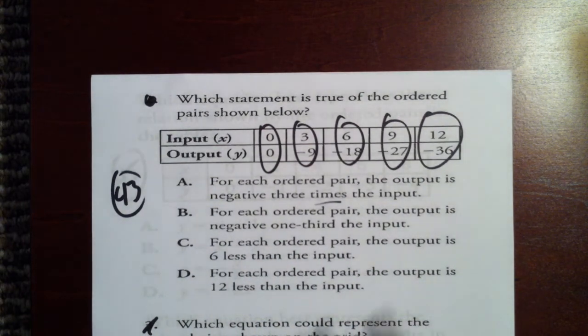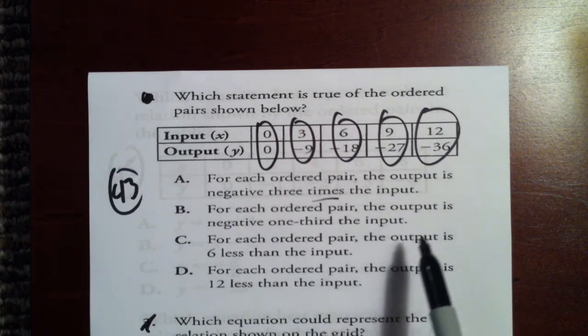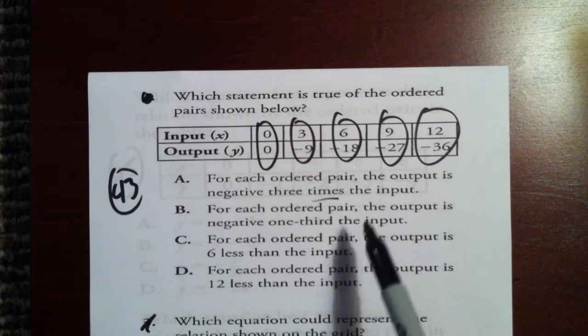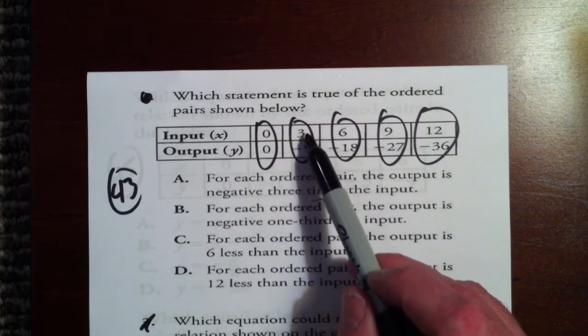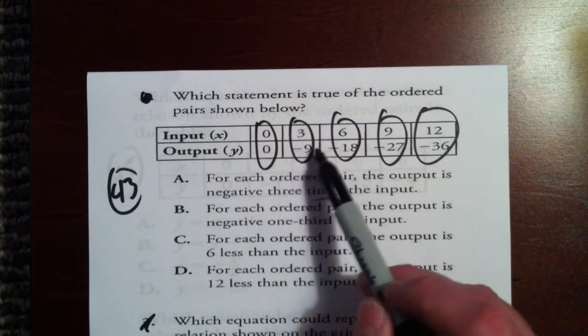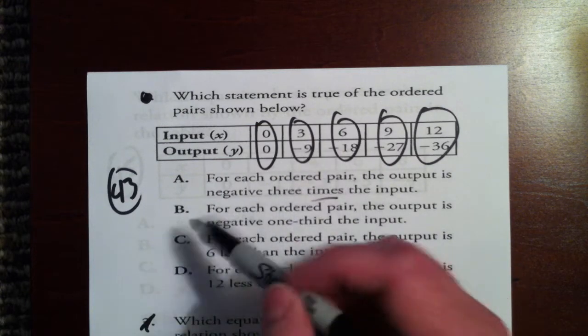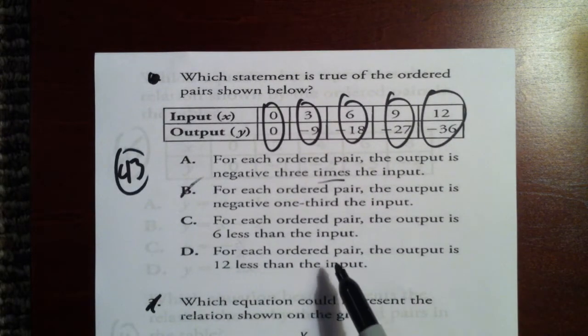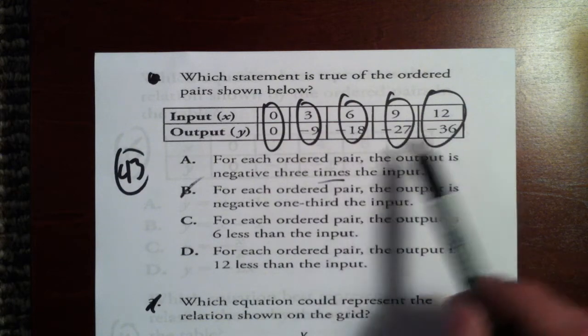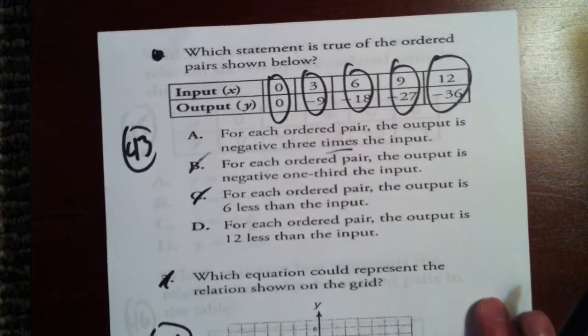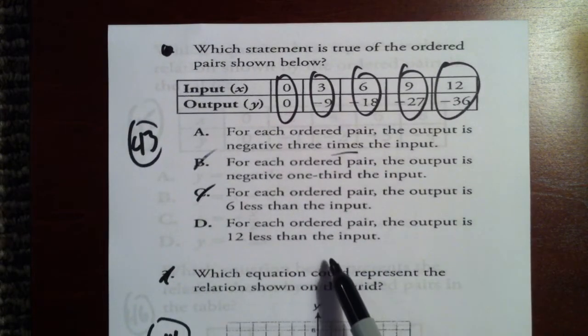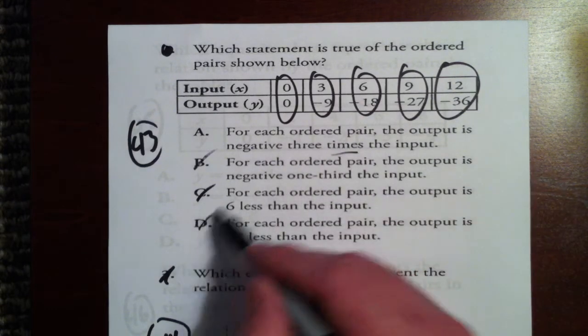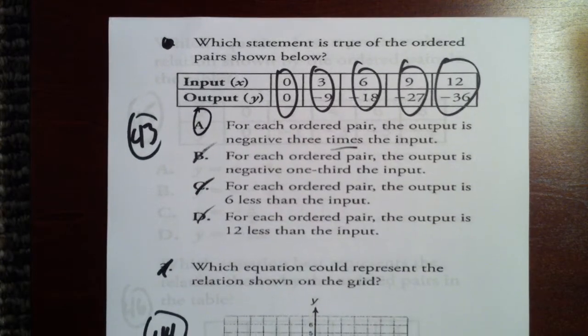Well, let's look at the choices. Let's just make sure. For each ordered pair, the output is negative 1/3 of the input. That would mean that we would multiply by negative 1/3 and we would get the output. Well, that's not the case. We can eliminate that. For each ordered pair, the output is 6 less than the input. Well, that's not the case in any of these, so we can get rid of that. And then, the output is 12 less than the input. That is also not the case here. Our answer is A.